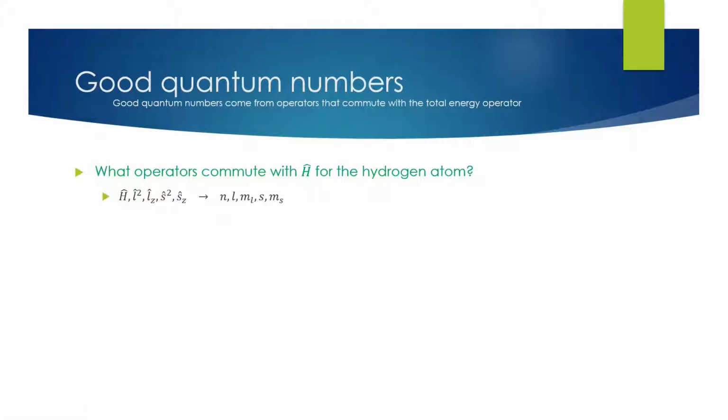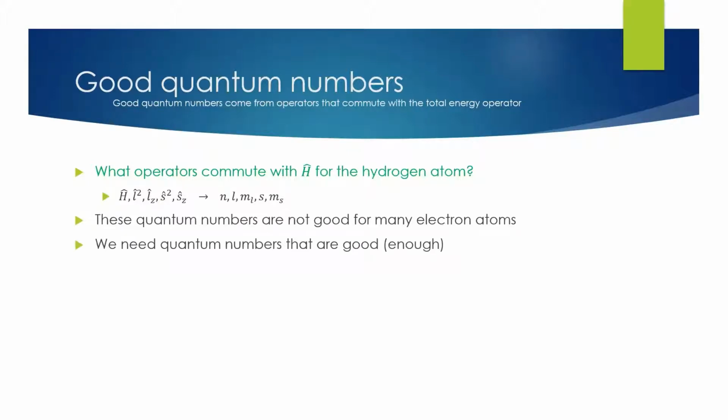Now, these quantum numbers are good quantum numbers. They're good because they commute with the total energy operator, and we can know them all simultaneously. That's what makes them good. It turns out that these numbers are not good quantum numbers for many-electron atoms. If we add in a second electron, we can't describe that anymore. We saw this in the last section: we couldn't solve that analytically, so we had to come up with some other ways around this. And what that means is that we can't actually know all of these quantum numbers at the same time.